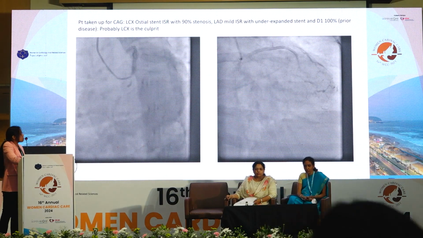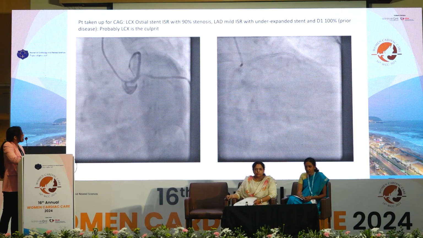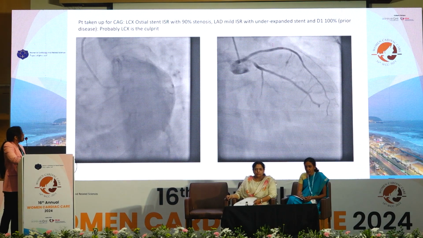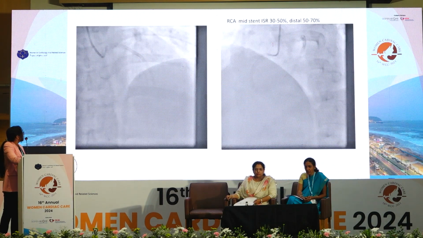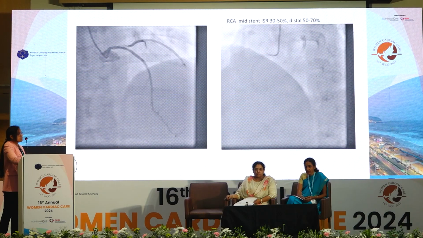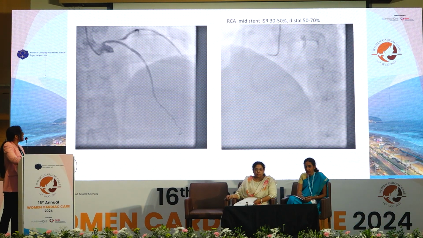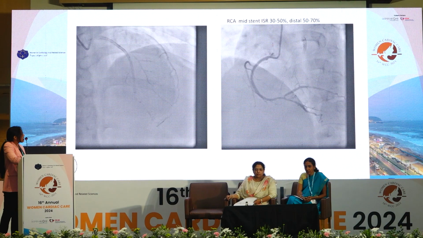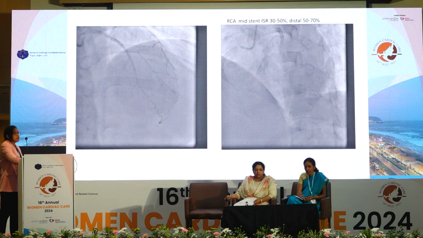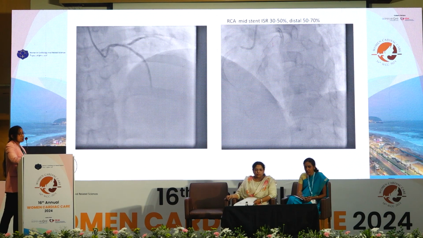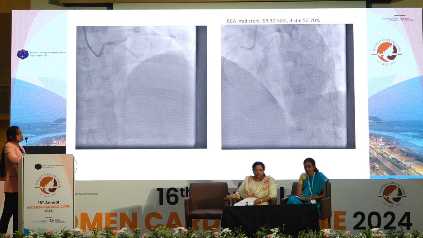There was an LCX ostial stent ISR of 90%, and there was LAD stent mild ISR with an underexpanded stent. There was diagonal 100%, probably a prior disease. So visibly the LCX stent ISR was 90% and LAD didn't show any significant ISR, and RCA mid stent ISR was seen 30 to 50%, and distal there was 50 to 70% disease. So we counseled the patient for CABG in view of repeat ISR, but the patient denied.